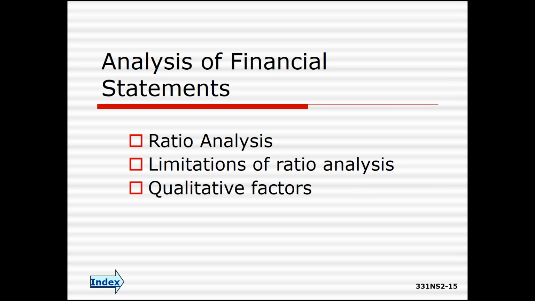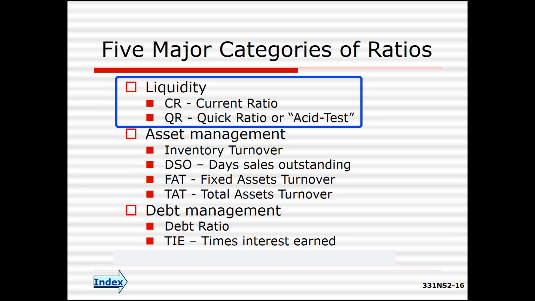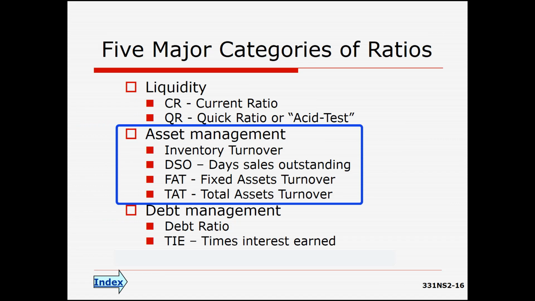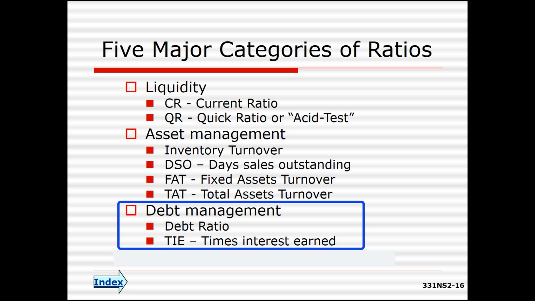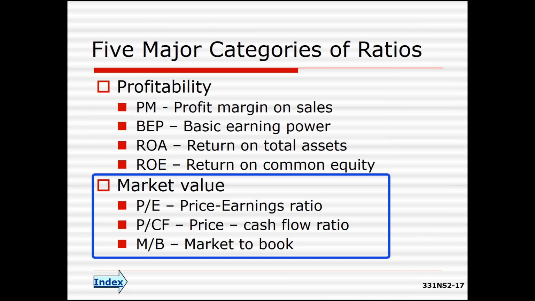In this section, we'll review using financial statement data for analysis. Here's the first part of the ratios we'll be covering. Liquidity. Do we have enough current assets to meet our current liabilities? Current ratio and quick ratio, the acid test. Asset management. How well are we using our assets to generate sales? Inventory turnover, days sales outstanding, fixed and total asset turnover. And debt management. Are we using debt effectively? Debt ratio and times interest earned. Profitability. Are we making money? Operating and profit margins, basic earning power, return on assets, and return on equity. And market value. Price-earnings ratio, price to cash flow, market to book.